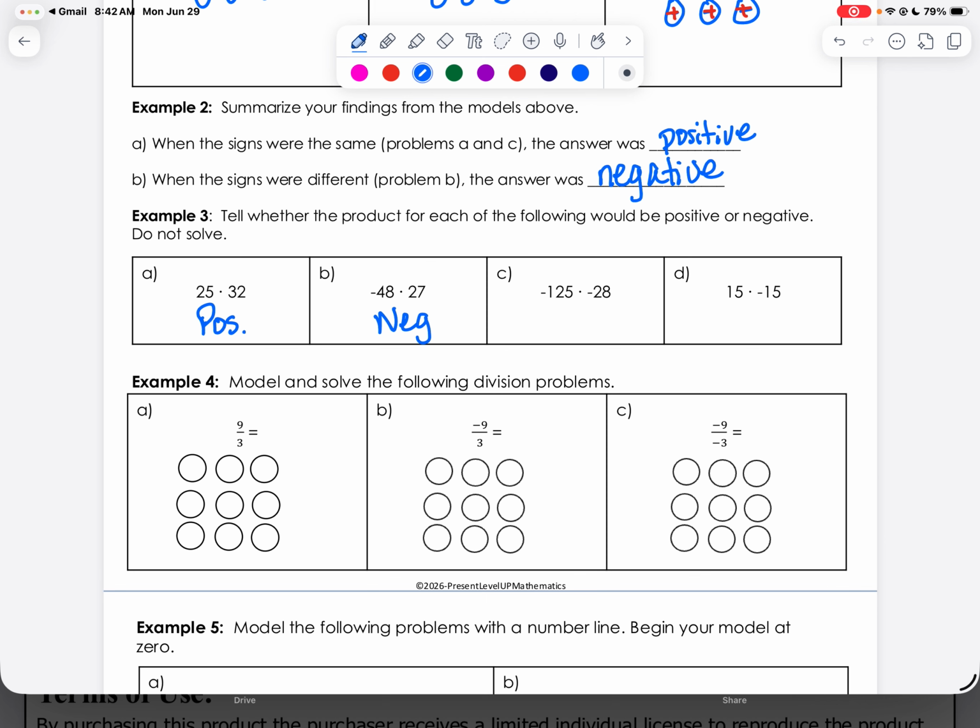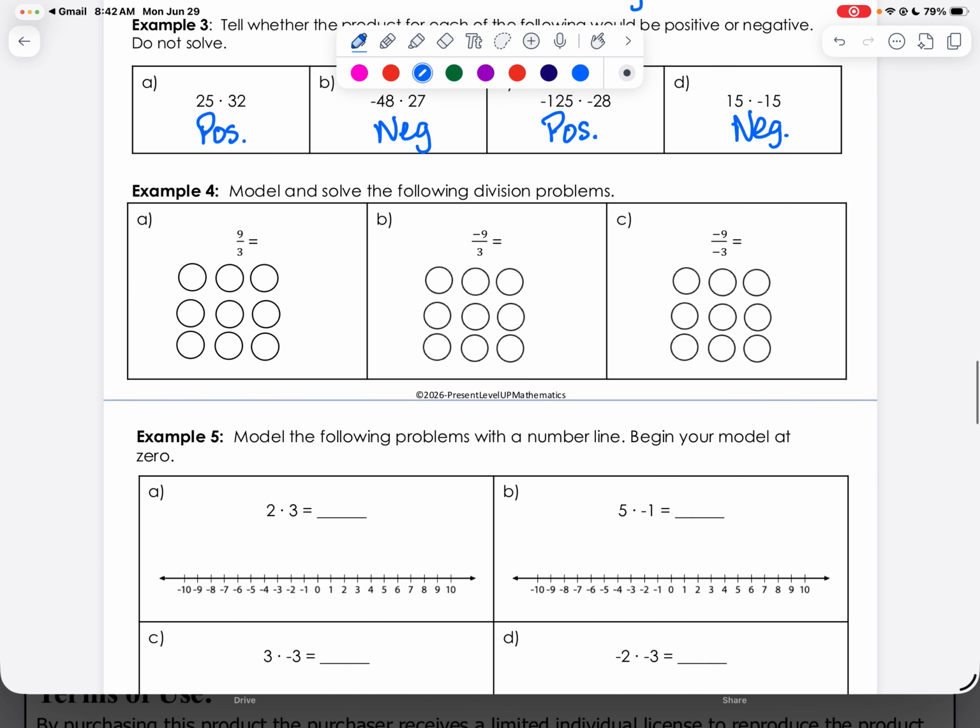Pause the video and try problems C and D on your own. When you're done, press play and check your answers. All right, welcome back. On C, they were both negative, so I put positive. And on D, the signs were different, so I put negative.